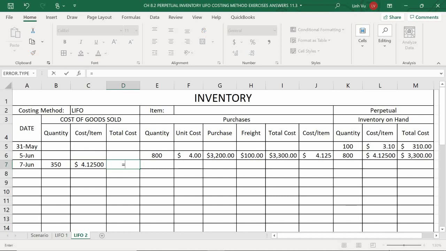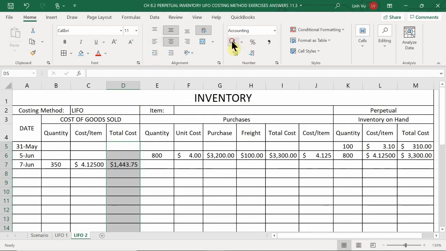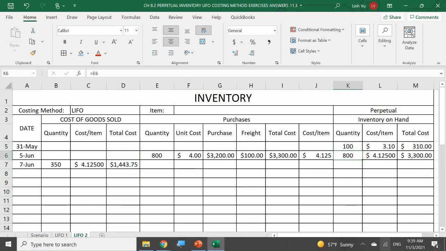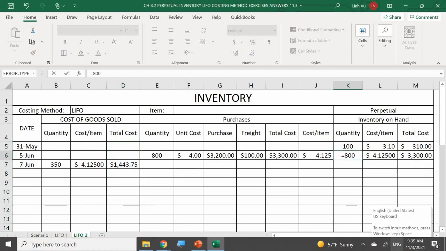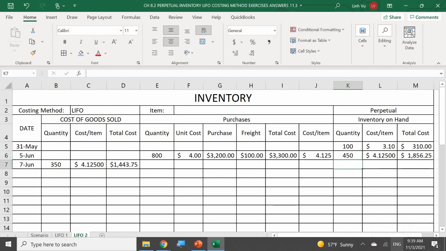Yes. So in this case, let's calculate what my total cost of goods sold is if I sold 350 units at 4 and 12 and a half cents. $1,443.75. 1,443.75 is correct. Then I'm going to eliminate it right away from here because I no longer have 800 units. I sold 350 of them. So now I should have 450 left at a total of 1,856.25. Because I'm doing last in, first out, that was the last batch I purchased, so that's the first batch I'm going to take out.